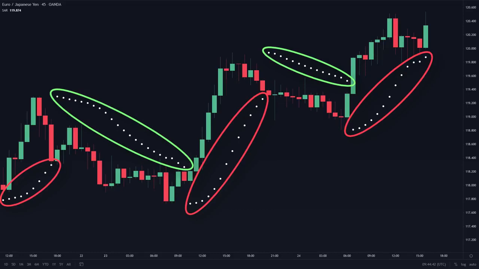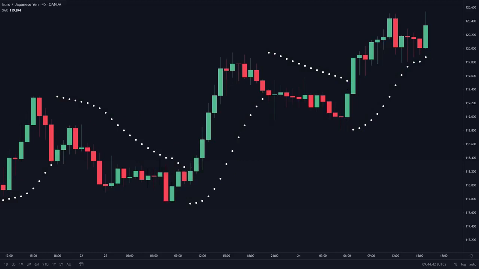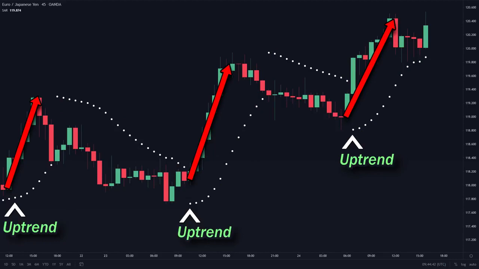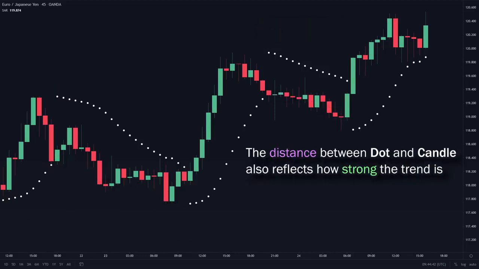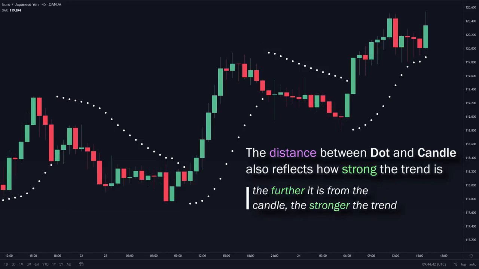And the way we analyze the market using this indicator is actually very simple. If the dots are positioned below the candle, it indicates that the current market is on an uptrend. And if the dots are positioned above the candle, it indicates that the current market is on a downtrend. The distance between the dot and the candle also reflects how strong the trend is. The further it is from the candle, the stronger the trend. Let me show you an example.